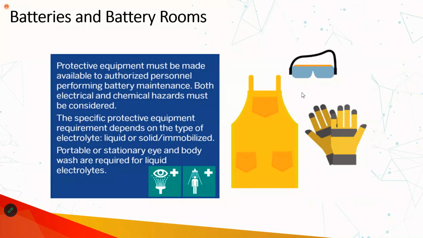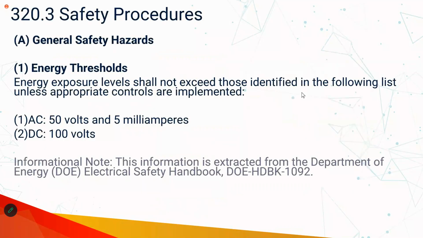So when we are dealing with batteries and battery rooms, we have to take into consideration different types of hazards, including electrical as well as chemical hazards. The specific protective equipment requirement depends on the type of electrolyte, whether liquid, solid or immobilized. Portable or stationary eye or body wash is required for liquid electrolyte. Again, in Article 250, we saw the requirement for maintenance of portable and stationary eye and body wash equipment.